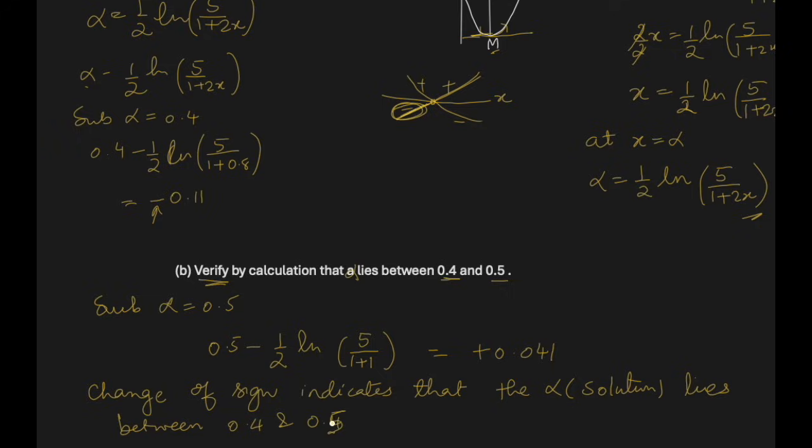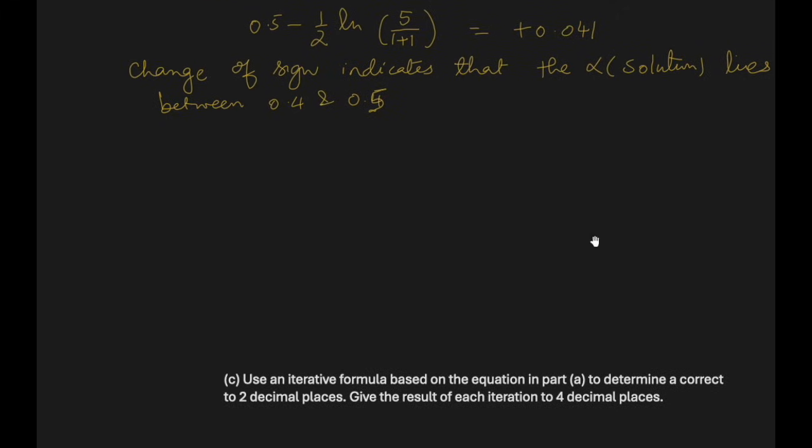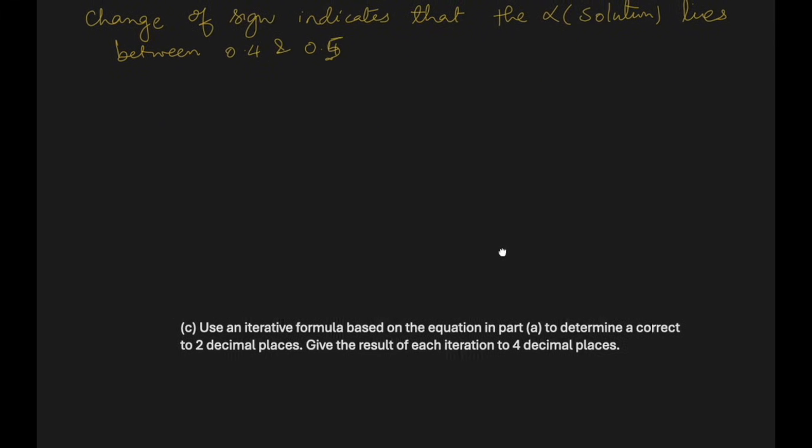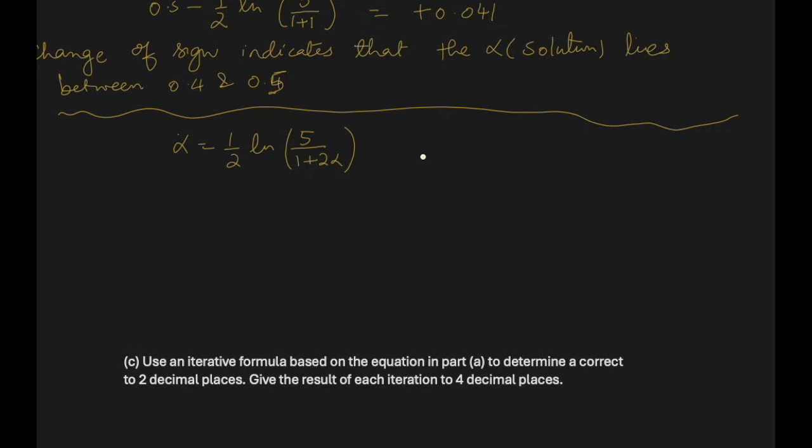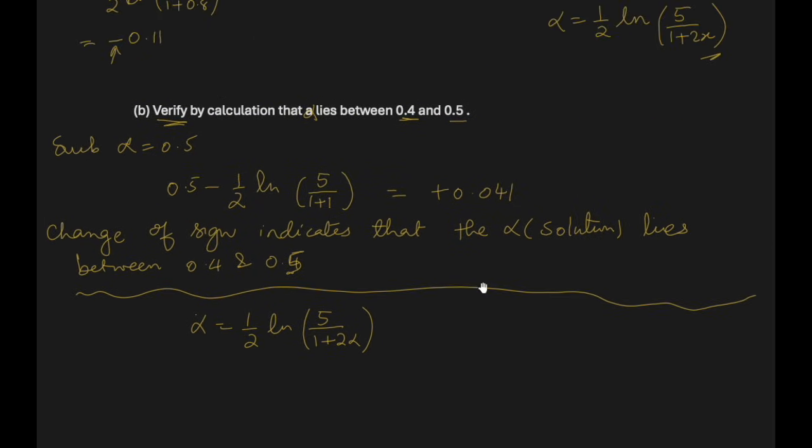Okay, there must be some C part also. Yes, use iterative formula based on the equation in part A to determine the correct two decimal places, give the result of each iteration to 4 decimal places. So this is what we'll do now. So our equation was alpha equal to half natural log 5 over 1 plus 2 alpha. Yeah, let me verify. Yeah, alpha equal to half natural log 5 over 1 plus 2 alpha.